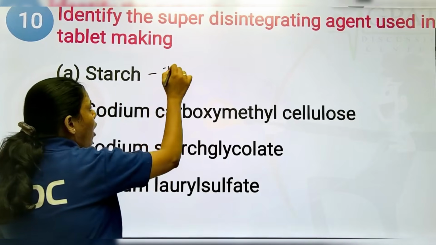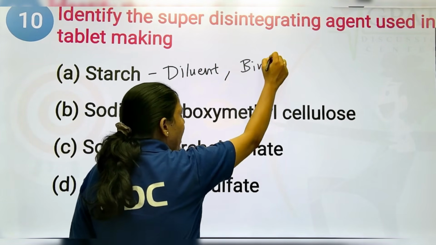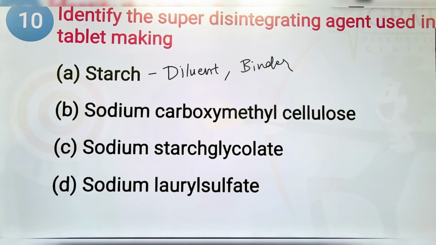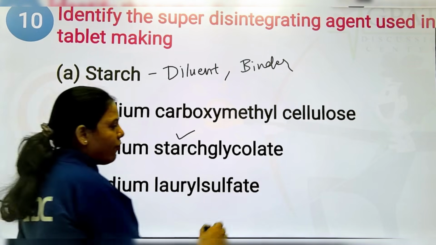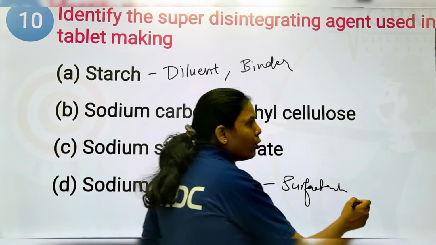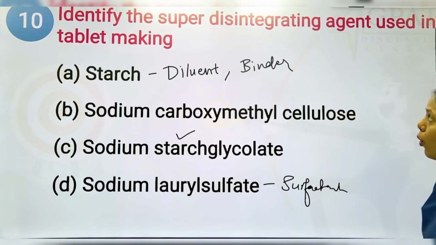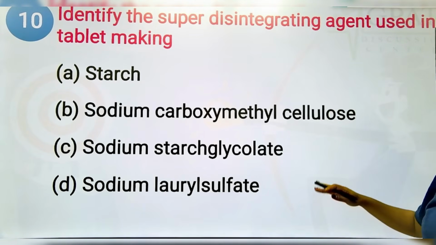Remember, starch can be used as a diluent, or if you are using it as a starch paste, you can use it as a binder. Next is sodium CMC, sodium carboxymethyl cellulose, which may be used as a diluent because it is a cellulose derivative. Sodium starch glycolate is the right answer. Sodium lauryl sulfate is a surfactant, used when your drug does not have good water solubility. So the super disintegrant is sodium starch glycolate. Option C is the right answer.